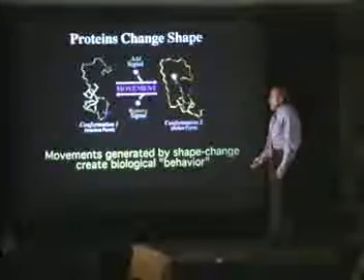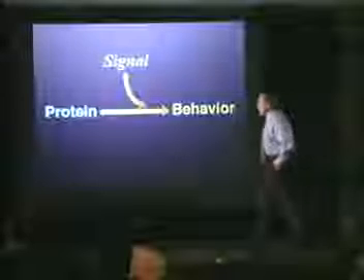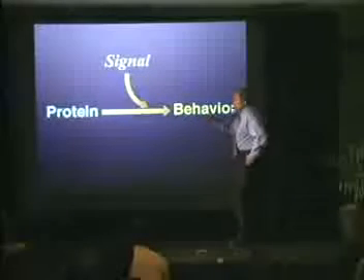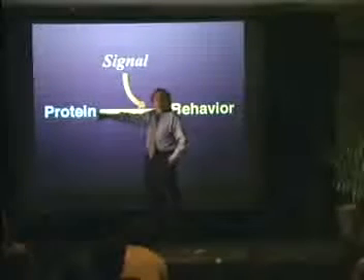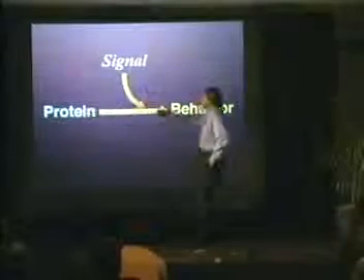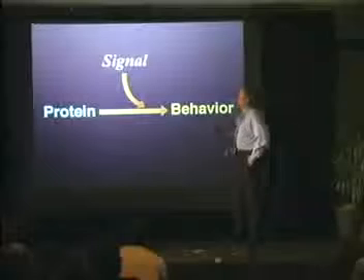So basically it says that proteins provide for your physical structure, but proteins also provide for your behavior. Your behavior is the movement, the actions that you express in your life. And the movement comes from the movement of protein. So basically it says this: your behavior represents the action of a protein that interacts with a signal. The signal activates the protein to move, and the movement generates behavior.